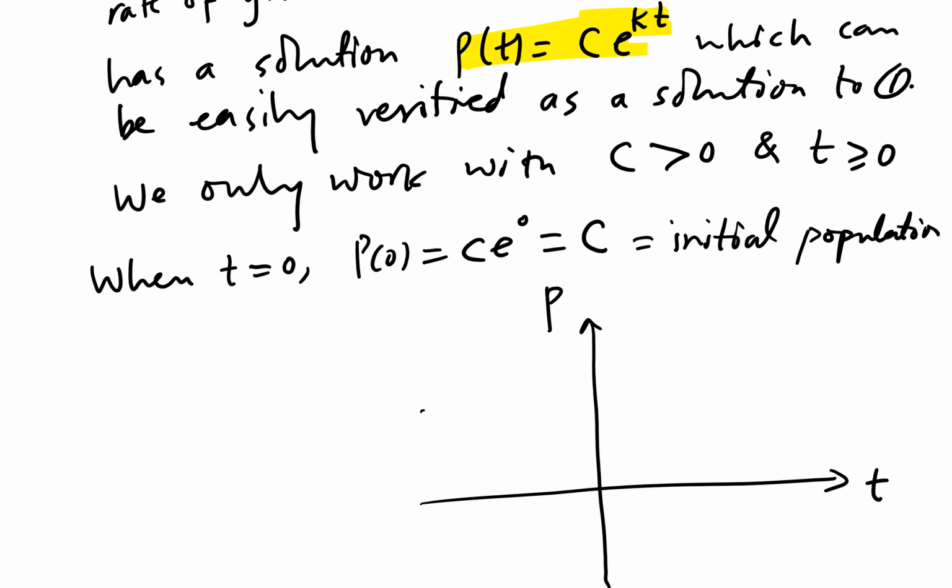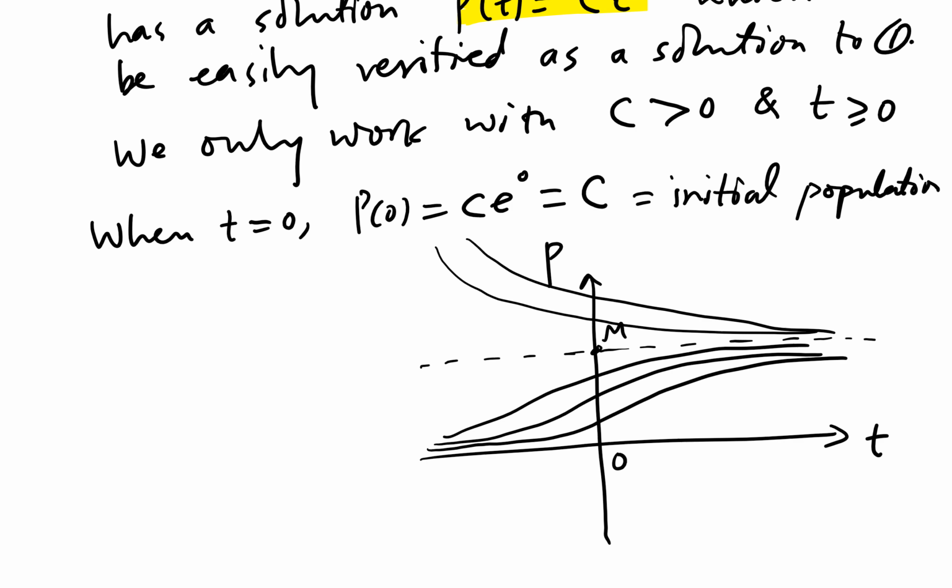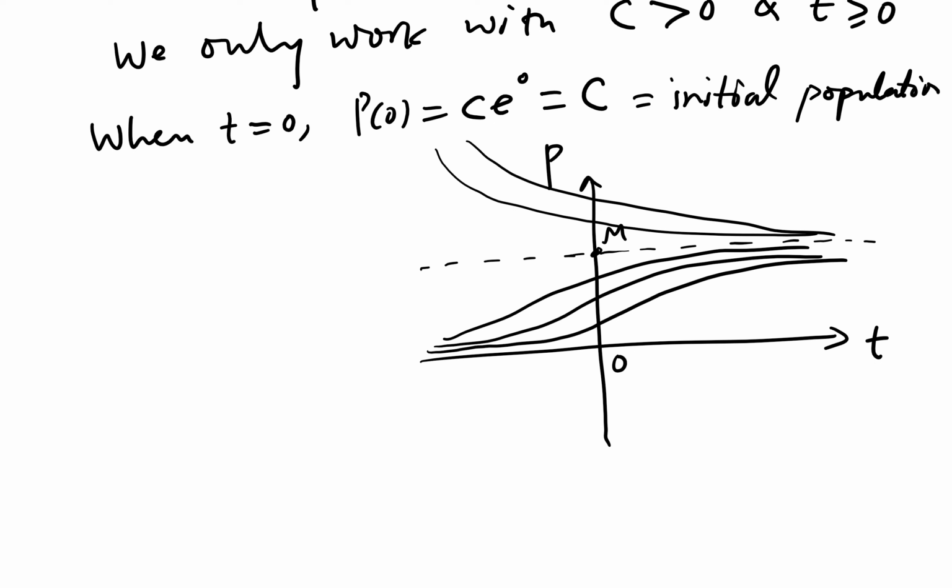So the graphs of these kinds of equations, which we will talk a little bit more about today: let's say we have a horizontal line, I'm going to call it M. The graphs are going to go like this, or like this. And if it's decreasing, it would come from the top down. If P approaches M, the population approaches M, going up or coming from the top down, that M is called the carrying capacity.